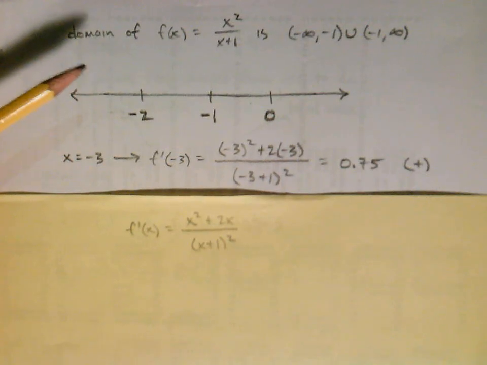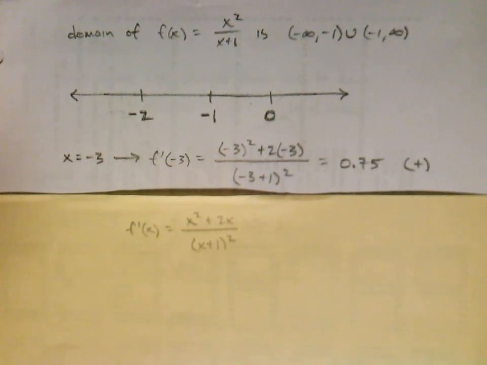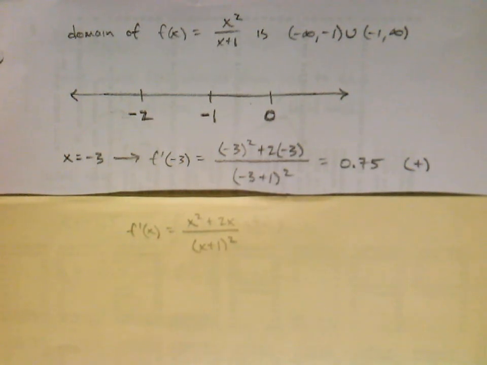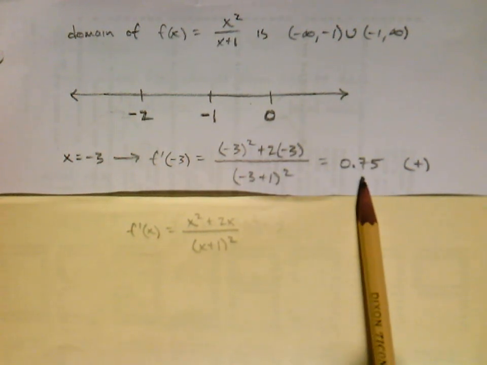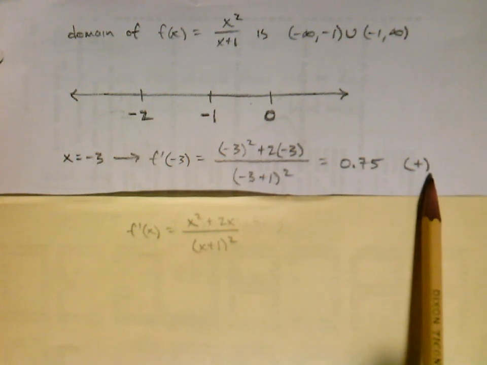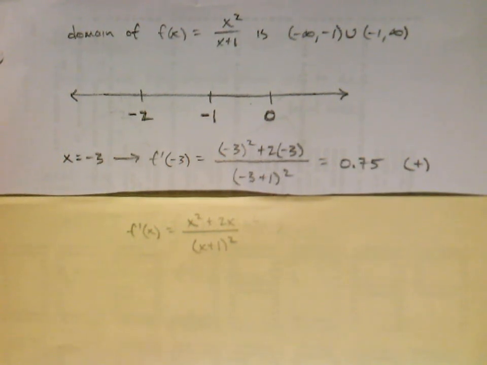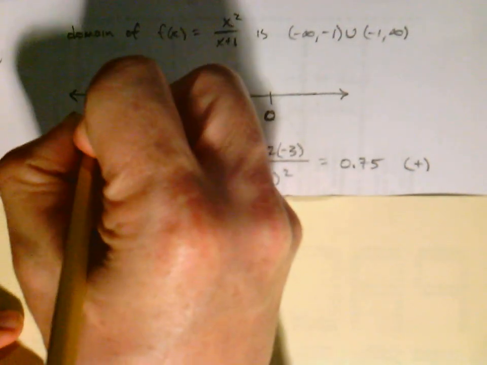So for that first interval, let's pick, say, negative 3. Plug that in. Negative 3 goes in. And I got this. I just kept it as a decimal because I don't care what the number is. All I care about is the fact that it turned out to be positive.